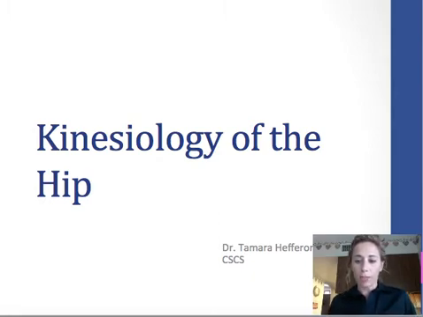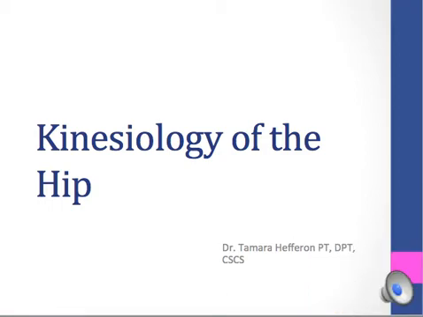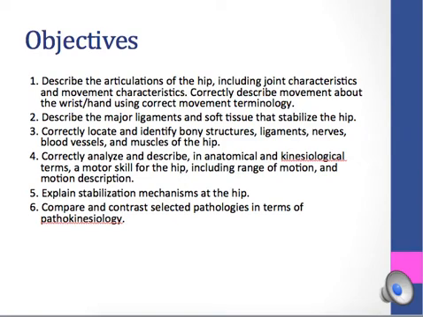Let's get right to the objectives. So we're going to talk about a lot of the articulations of the hip. What does that hip look like? What are the different connective tissues? What are the stabilizing components of the hip? And then we're going to get in and analyze and describe different movements of the hip, making sure we understand arthrokinematics and osteokinematics, the pelvis moving on the femur moving on the pelvis.